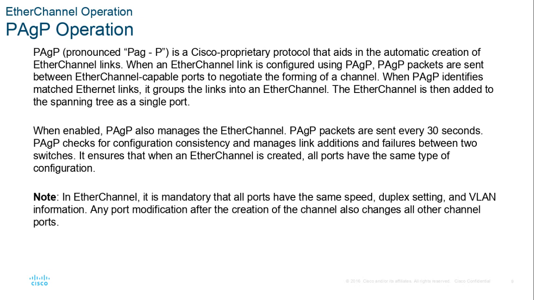So PAgP is Cisco proprietary. If I configure the link using PAgP, the messages are sent between the two different switches, and they might automate the forming of an EtherChannel. Again, all the ports have to be the same speed, same duplex setting, same VLAN information, otherwise they won't trunk up or form with each other.